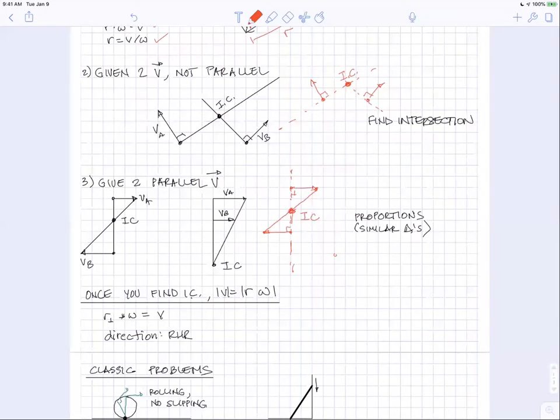Here's another one. Let's say you've got a velocity there like this, a velocity there like that. Again, you draw perpendicular.